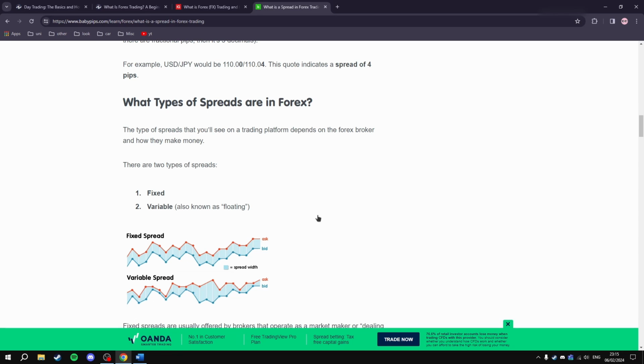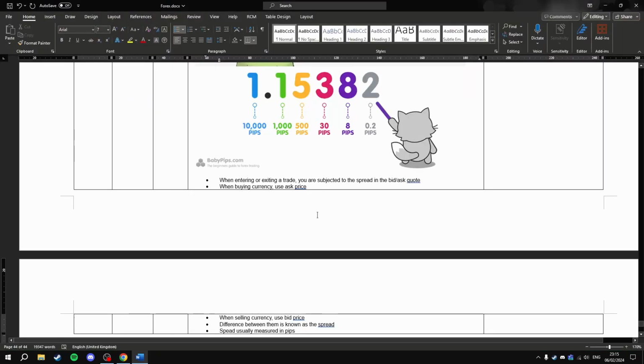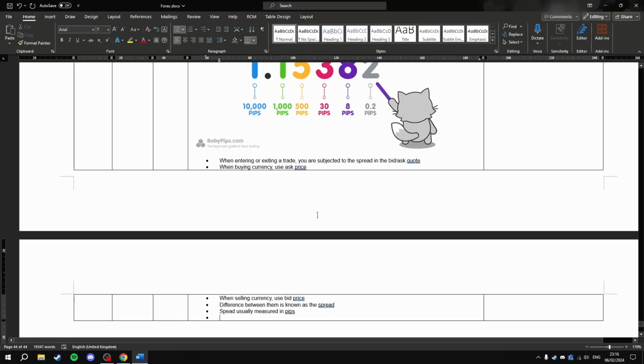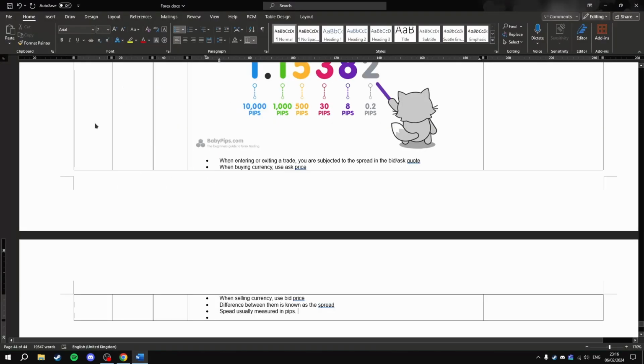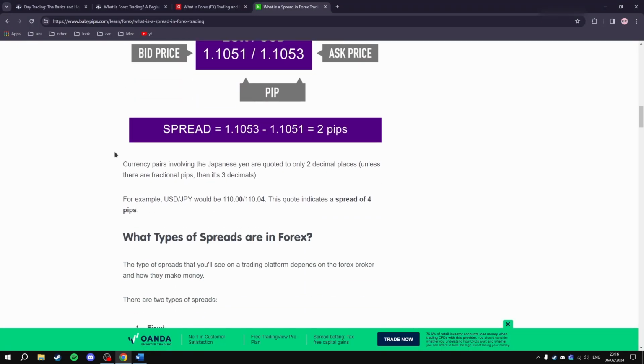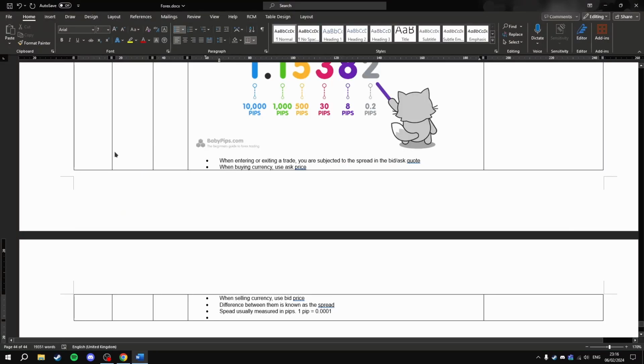So the spread is usually measured in pips. 1 pip is 0.0001. 1 JPY pip equals 0.01.